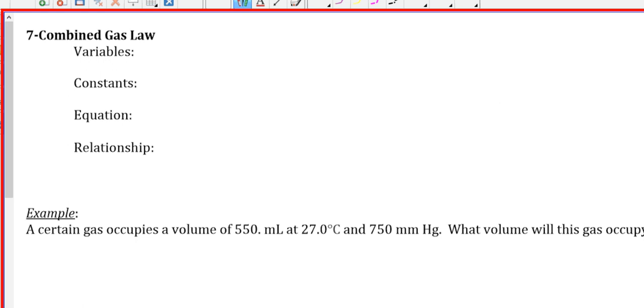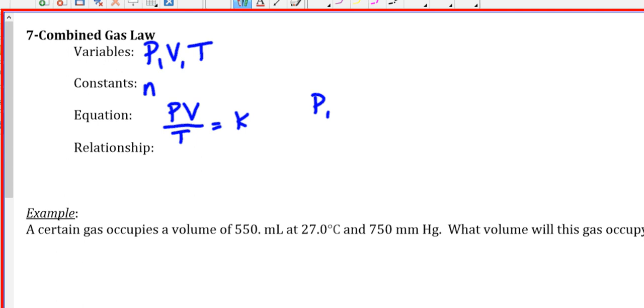This video is on the combined gas law. So this combines a few others, hence the name. The variables in this are pressure, volume, and temperature. Our only constant is moles. So our equation, when we put these together, is P times V over T equals a constant.